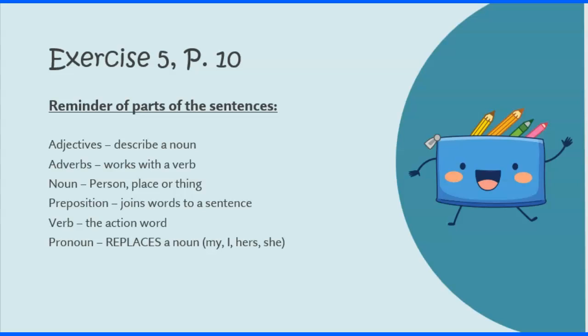We also have prepositions, which a couple of you have said your preposition jingle. So if we get a lot more of you learning that preposition jingle over Thanksgiving, we're going to have that pizza party. So remember, prepositions join words to a sentence, and they often tell us where something is, like over the clouds or under the bed. And refer to your preposition jingle list if you need help with those. Then we have verbs, and those are the action words. And finally, we have pronouns, and those replace a noun. So words like my, I, hers, she, it, him.